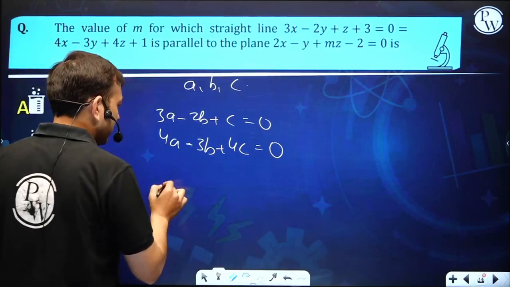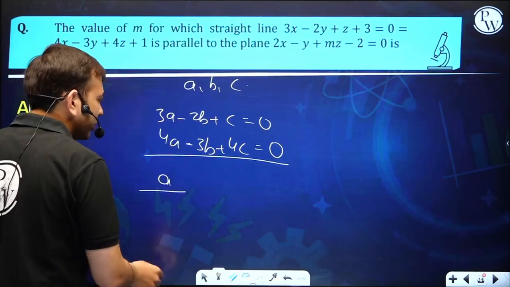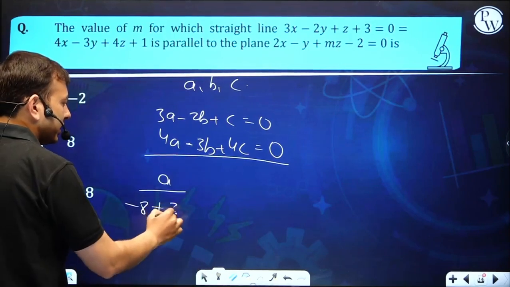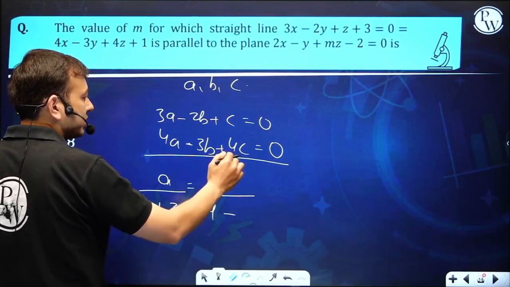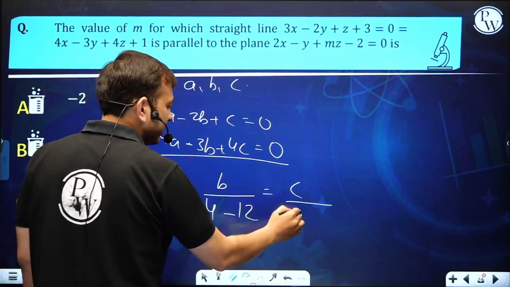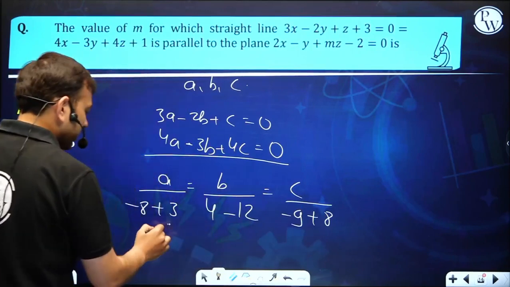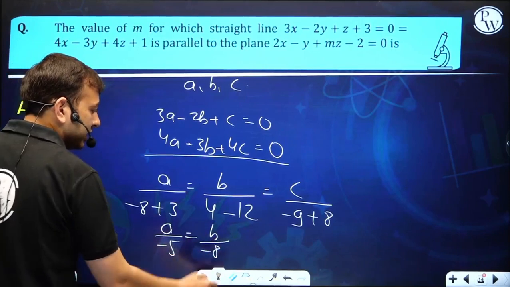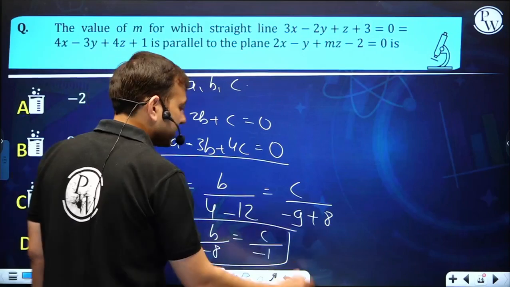Now, if you take A, hide it: minus 2 into 4 is minus 8, minus 3 into 1, so plus 3. For B: 1 into 4 is 4, minus 4 into 3 is 12. For C: 3 into minus 3 is minus 9, minus minus, plus 4, is 8. So it will be A by minus 5, B by minus 8, C by minus 1. These are the direction ratios of the line.